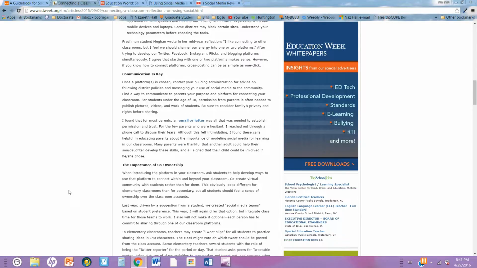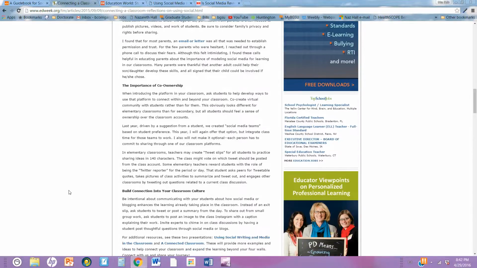Communication is key. Of course, get the parents involved, get permission to do anything on social media. This is key for your administration, your parents, especially if your students are under the age of 18. They also suggest co-ownership, so don't feel like you have to create everything online.